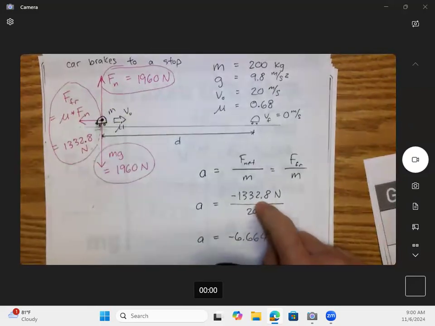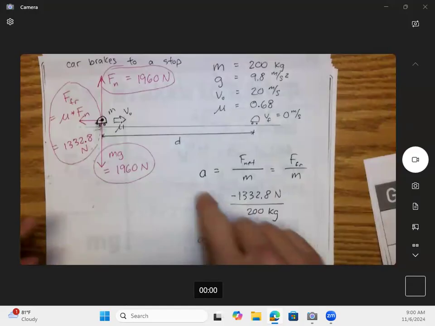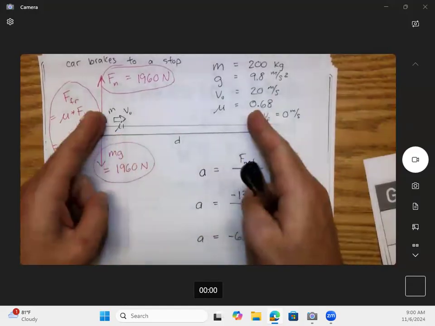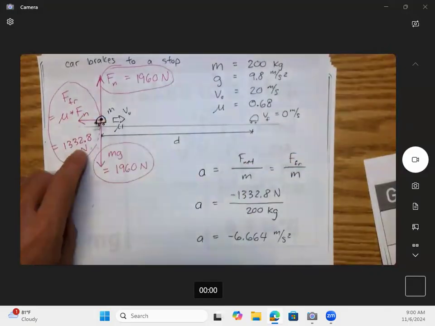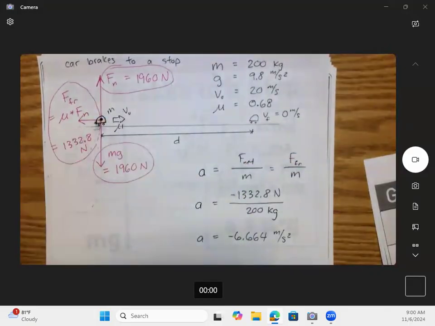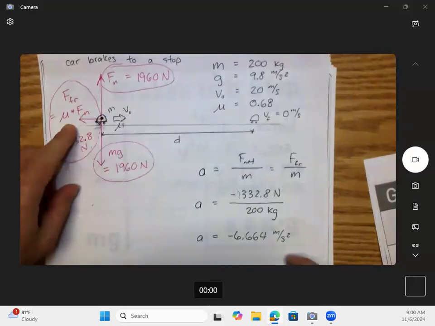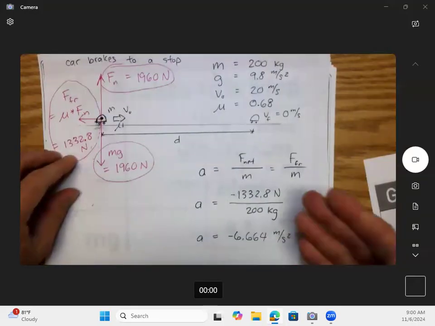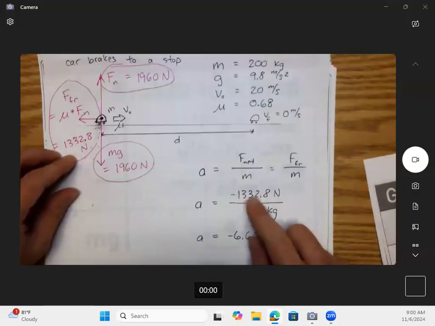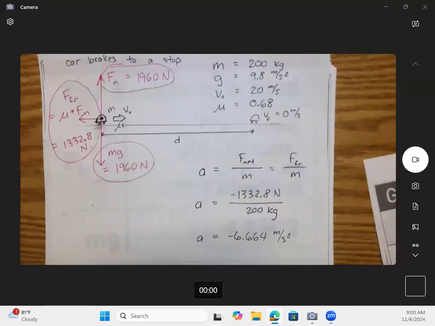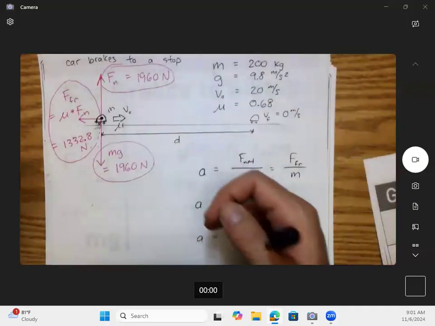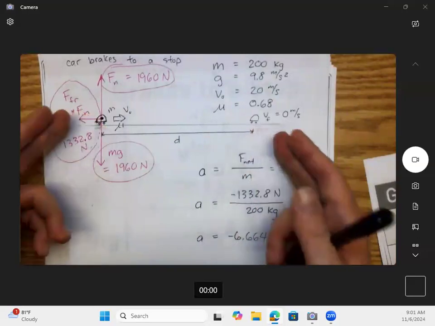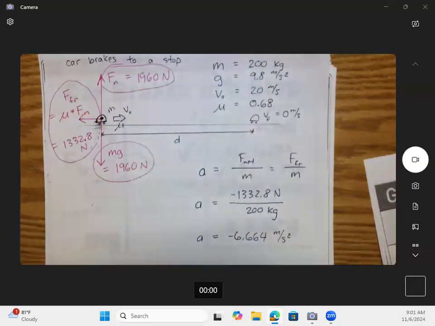Because since these are vector values, the direction matters. If I call forward positive, the car is going to brake some positive distance going forward. Forward is to the right. This friction force is actually in the negative direction, so I can draw the arrow backwards and just label the number on it. But mathematically, I'll treat it as a negative value. You could do that too. You could call left positive and right negative and say it's going to brake a negative distance.